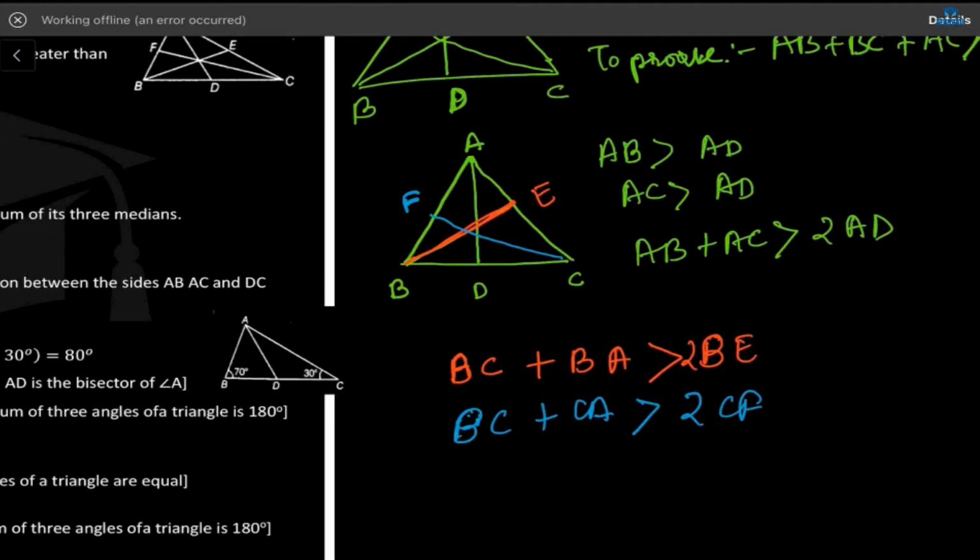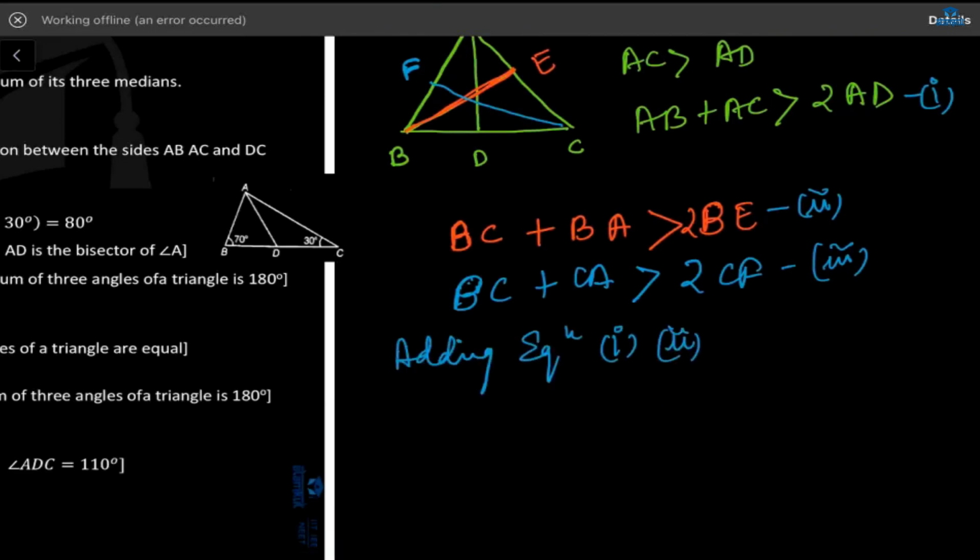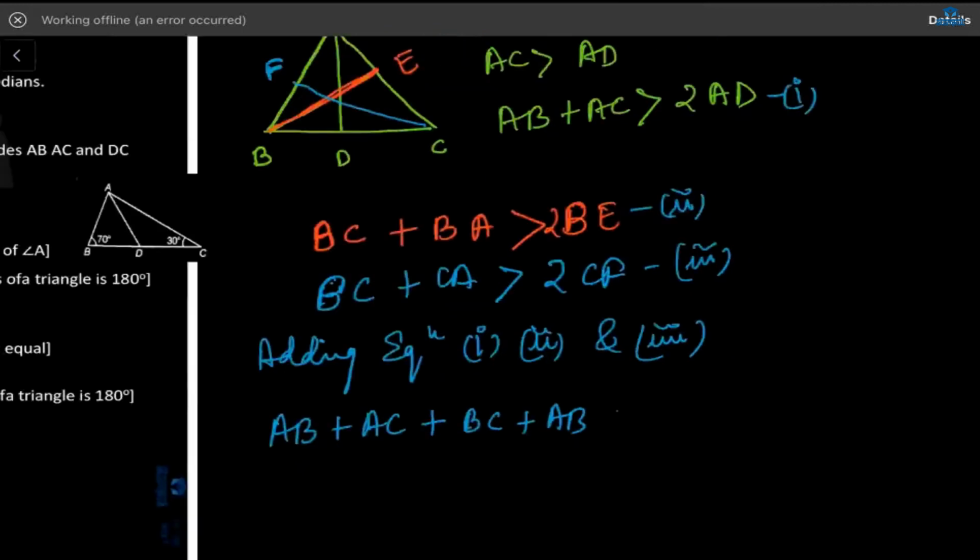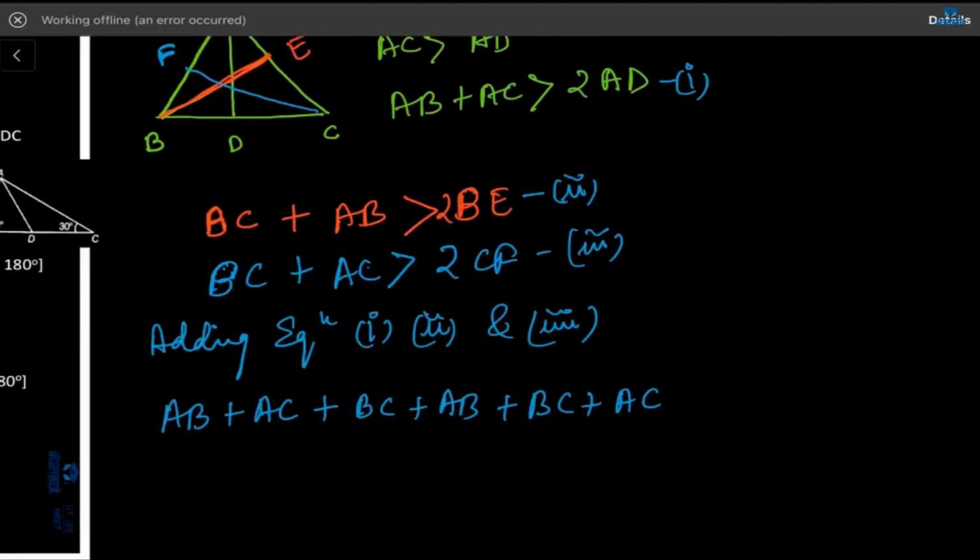So if you add all three equations, first, second, and third, we will get AB plus AC, BC plus BA (I'm writing AB only, because that will be the same), plus BC plus AC, again writing CA as AC. Now I've written all the values. That will be greater than, taking common, AD plus BE plus CF.